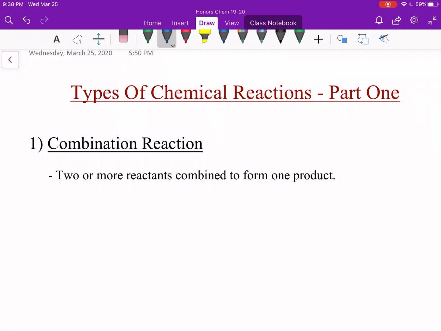Today we're going to start our discussion on the different types of chemical reactions. We're going to look at two specific reactions today, the combination reaction and the decomposition reaction. So let's start with the combination reaction.